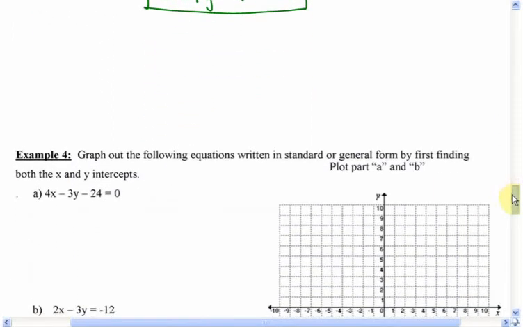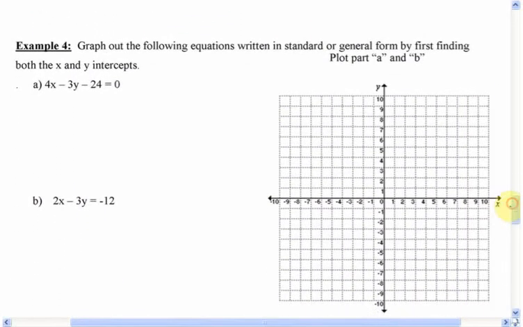Okay. Now I want to do a different type of question where I'm going to ask you to graph out the following equations written in standard form or general form. And this time I'm going to ask you to do this by finding both the x and y intercepts. When we're drawing lines, you only need 2 points, and sometimes it's much easier just to find the x and y intercepts. So how do we find these again? Just a quick review.